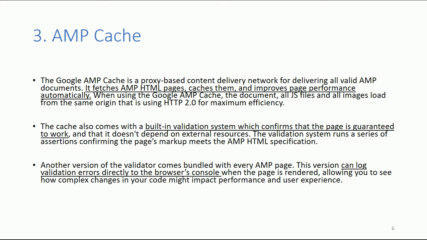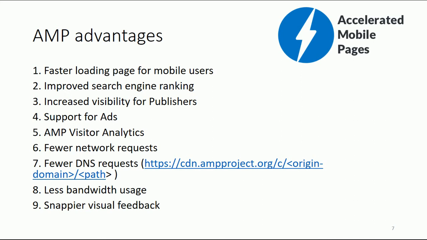Another advantage of the AMP cache is that it will generate logs. It helps to understand issues that occur, like why something is going wrong. So it brings a more developer-friendly environment, and the AMP cache overall improves the user experience. So let's go to the next slide and try to understand the advantages of AMP.